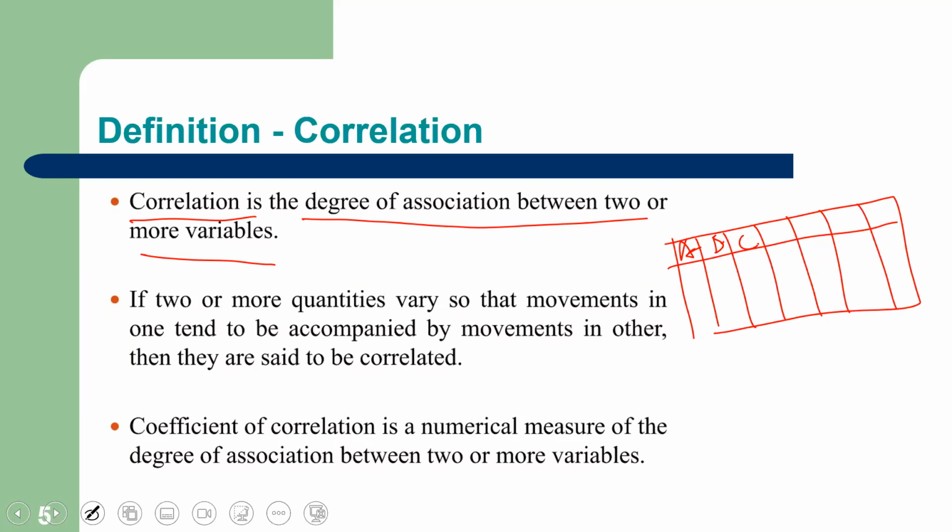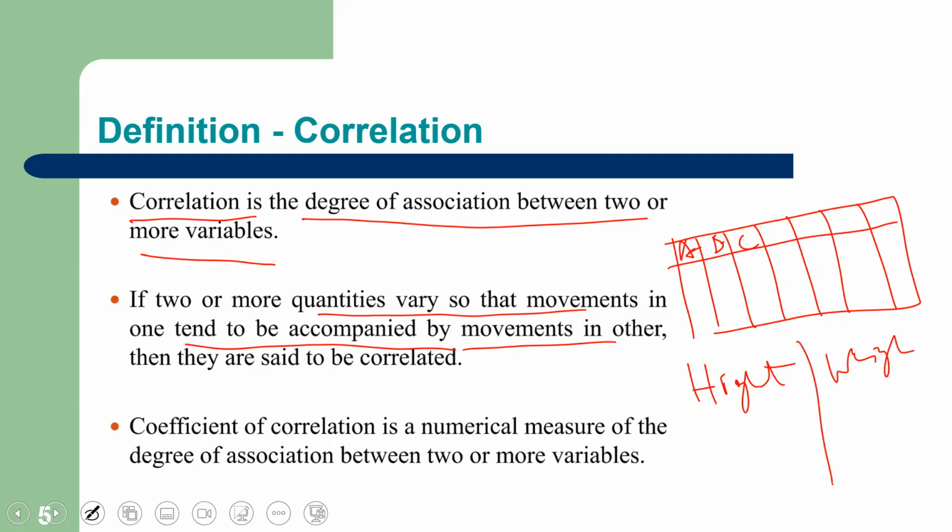For example, if there is any change in one variable, that is going to affect the other variable, and vice versa. If two or more quantities vary so that movements in one tend to be accompanied by movement in the other. For example, suppose there is height and weight. These are truly associated. If the height increases, the weight will also increase.